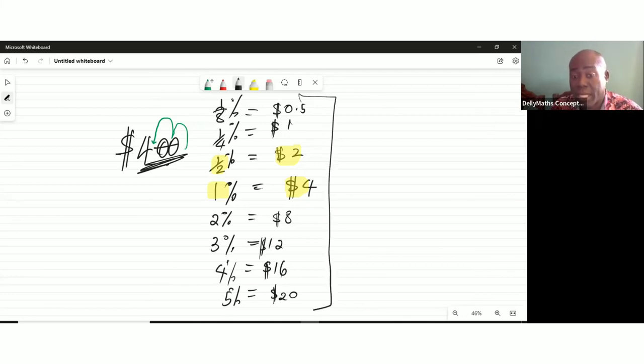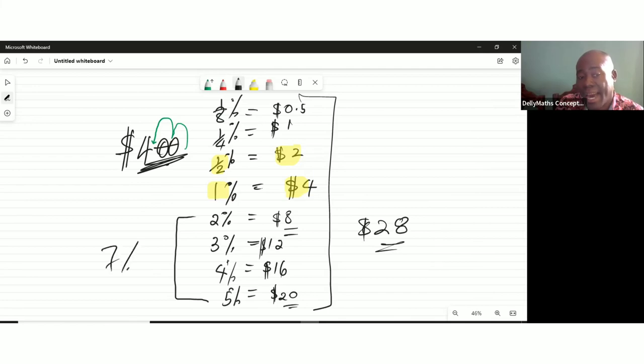The moment I can manipulate my 1% and my 10%, then the multiple choice paper for percentage is going to be easy, because they will ensure that the numbers you're getting, you can easily manipulate. Now, they won't give you a certain percentage, but even if they do, what if they ask me for 7%? All I have to do is link 2% to 5%. That's 8 plus 20, and that's going to give me $28. That is 7%. Adding those ideas works.